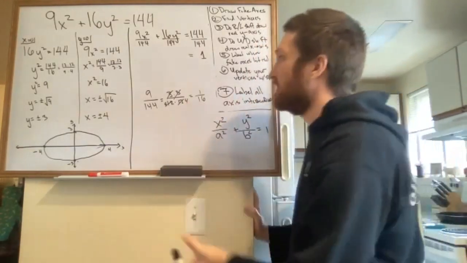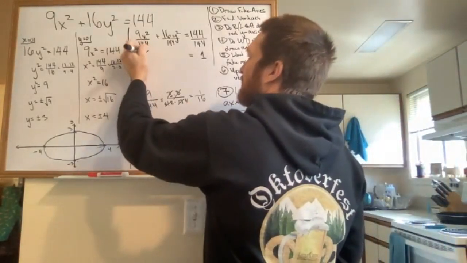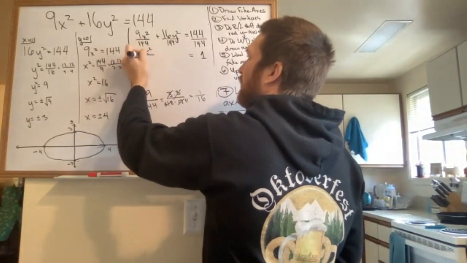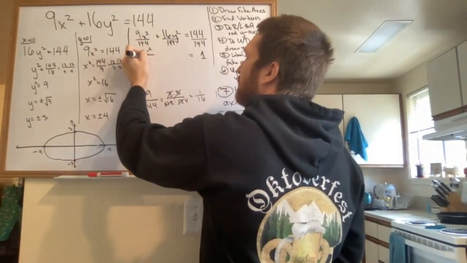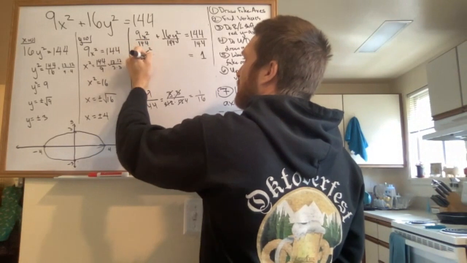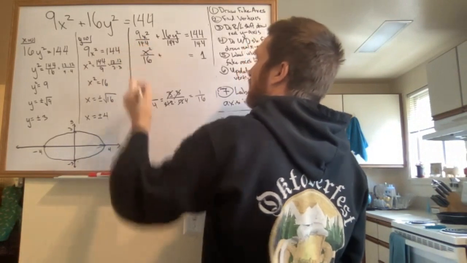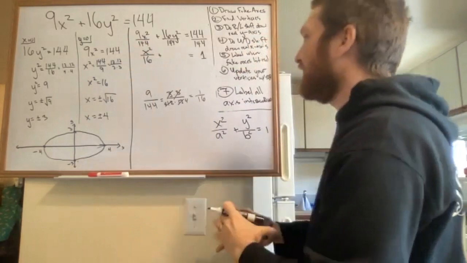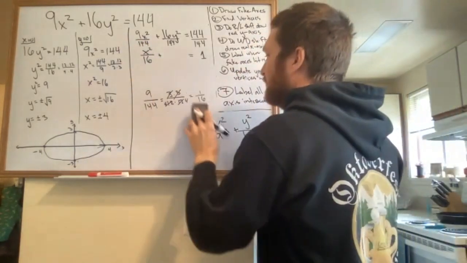So the 16 stays in the bottom. I can't do that. I barely know my multiplication tables, so trying to figure out 144 divided by 9, that's way above me. So that's how I like to do it.